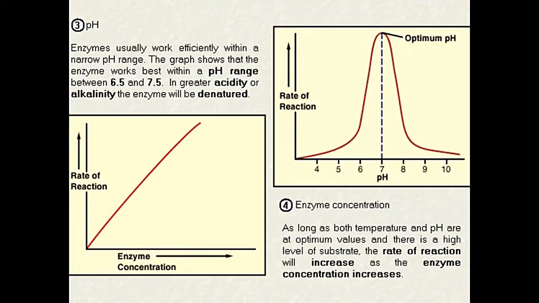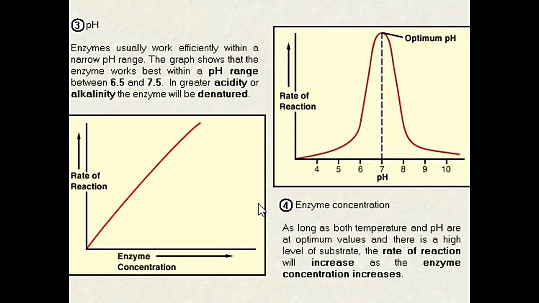3. pH. Enzymes usually work efficiently within a narrow pH range. The graph shows that the enzyme works best within a pH range between 6.5 and 7.5. In greater acidity or alkalinity, the enzyme will be denatured.